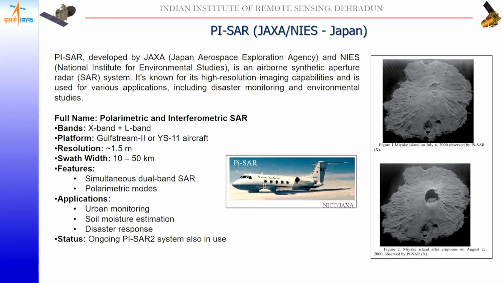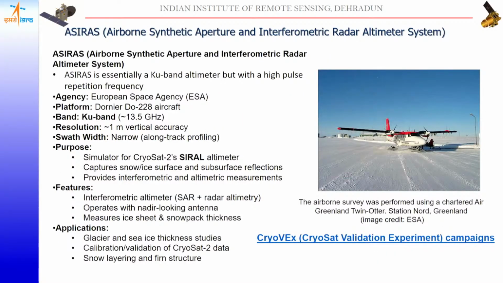Another is the JAXA mission PiSAR. PiSAR was developed by JAXA, and it has the two bands, X and L band, with a resolution of 1.5 meter, and it is a simultaneous dual band SAR. It is used for urban monitoring and soil moisture estimation.